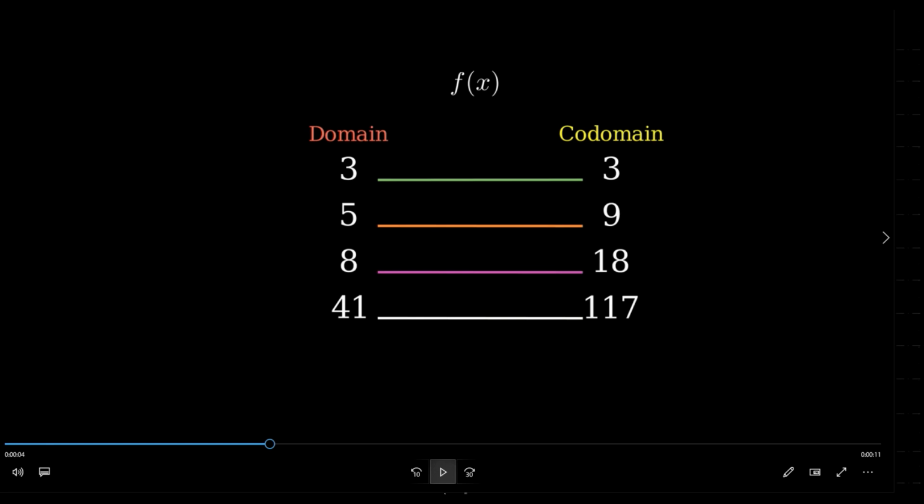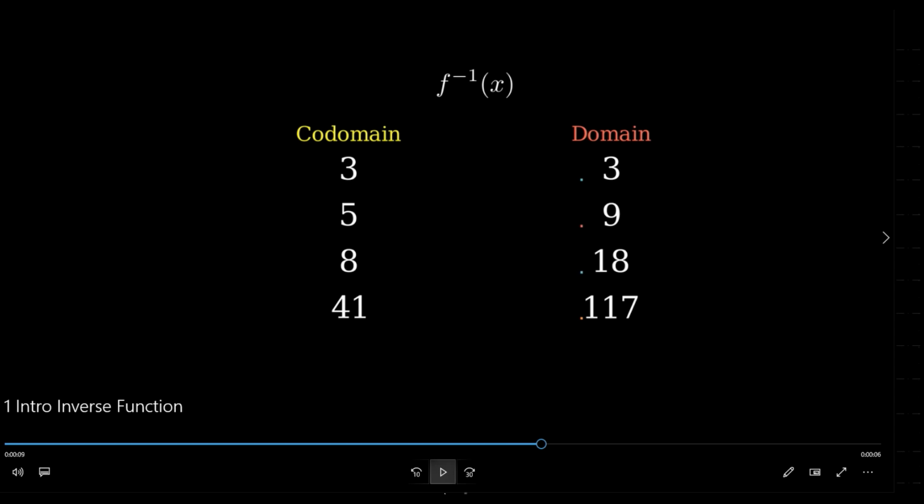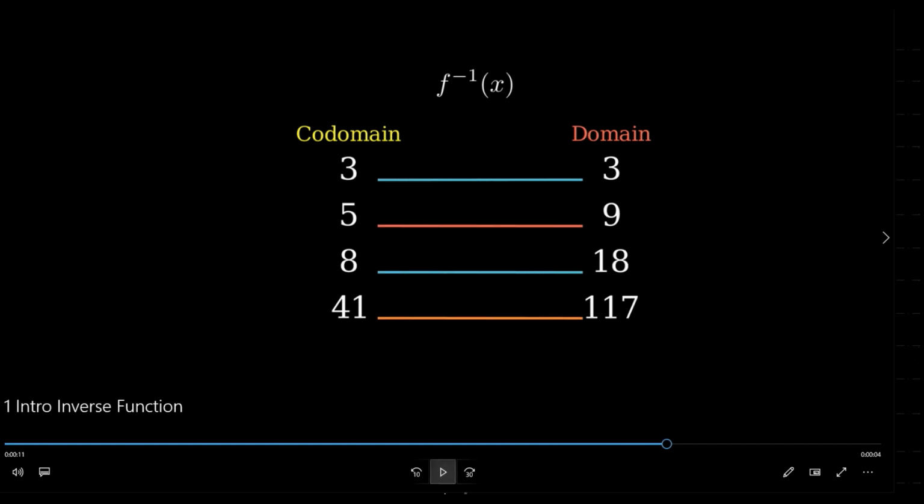Right? Now, the inverse of f of x, denoted in that manner, f inverse of x, will flip the domain and codomain. The domain of the inverse function will be the codomain of the actual function. And the codomain of the inverse function will be the domain of the actual function. So things will be flipped, and the mapping will also be flipped. So 3 will be mapped to 3, 9 will be mapped to 5, 18 will be mapped to 8.